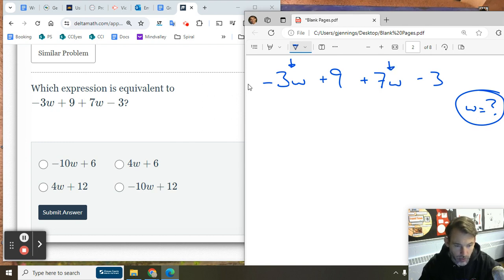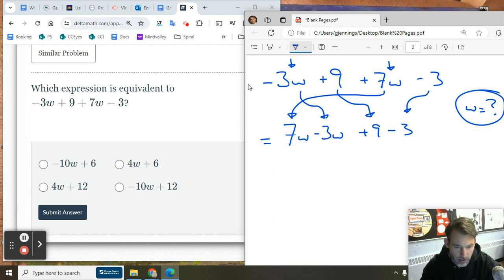Well, we can actually rewrite this. And this is a nice way to rewrite it, is just say 7W minus 3W. So I'm just going to move this one up here. This one can move down there. And then this one can come down here, plus 9 minus 3. And what I've done is I've reorganized all those terms where the like terms are together. Watermelons are with watermelons and dollars are with dollars. So that leaves me with 4W plus 9 minus 3, 6.